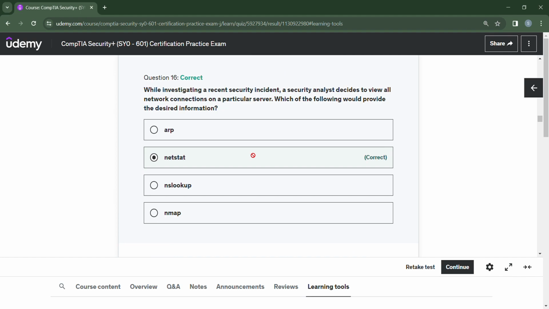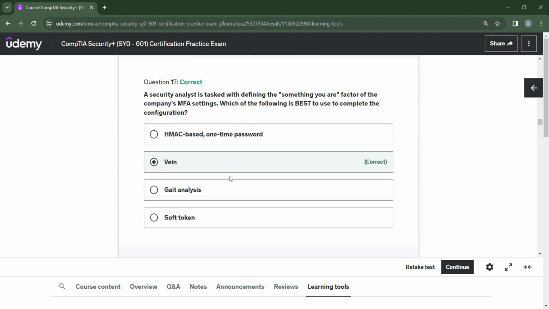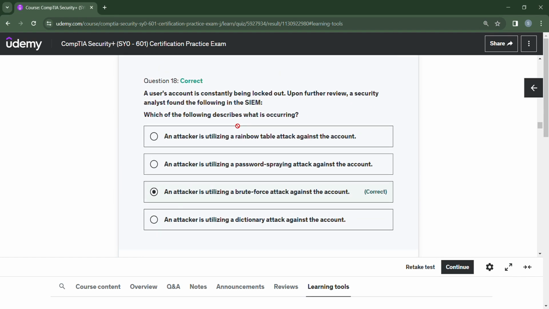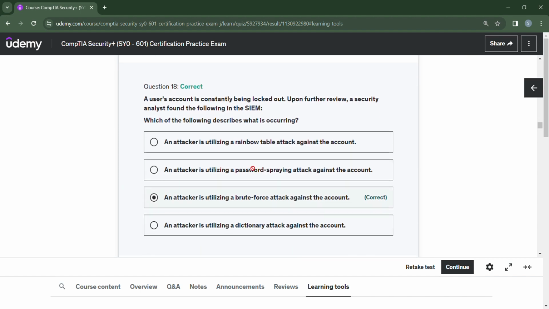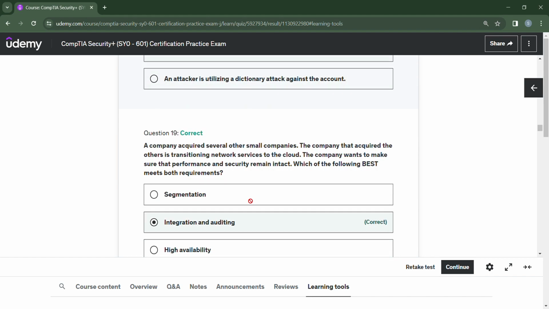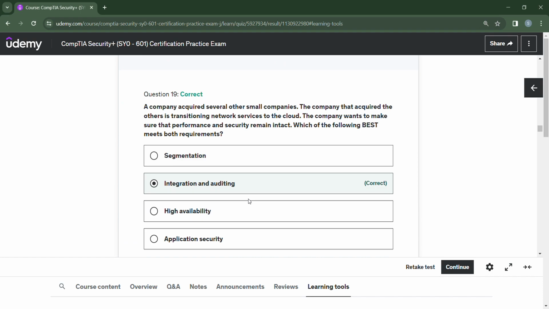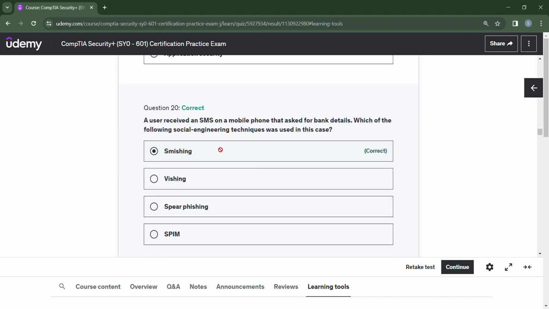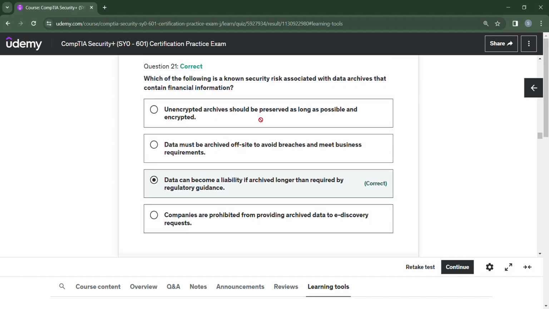Netstat for network connections. Fingerprint is something you are. A user's account is constantly being locked out. Brute force. Company acquired several other companies. Integration and auditing. Smishing for SMS phishing. Data can become a liability if archived longer than required. Yep.